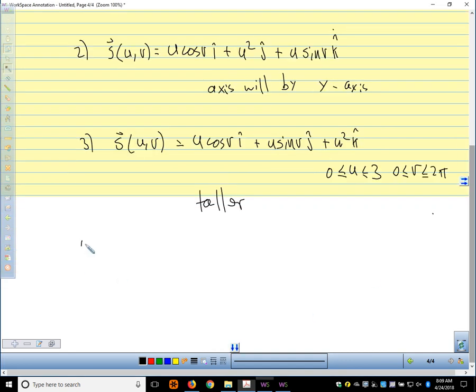Last one of these, for S of u and v, my little vector. For u, cosine v i hat plus 4u sine v j hat plus u squared k hat. That's gonna stretch it out. That does what? It's going to, instead of just making the whole thing taller, pull it so it's narrower, or it might be wider. Yeah, it's gonna be wider.